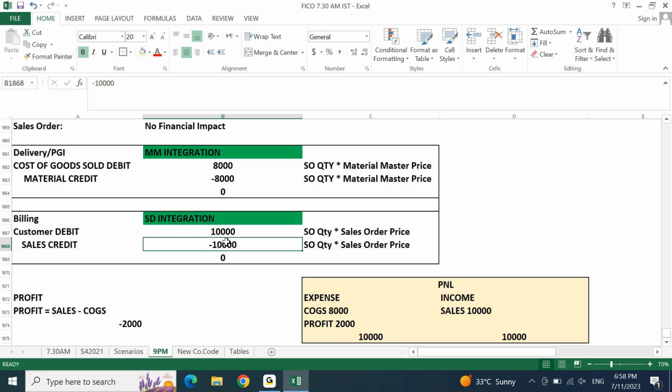Sir, I have a question from the last session of FI to MM integration. There we saw the difference between the material master price and the purchase order price, which is resulting in the price difference. My question is, because we are creating the material master and we are only creating the PO, why is it creating that difference?